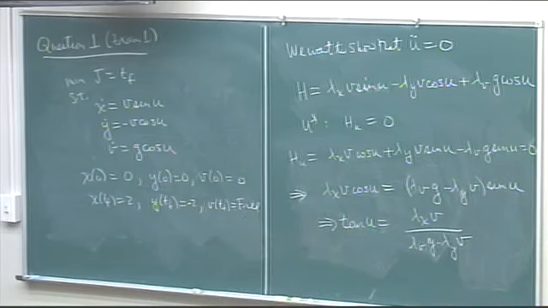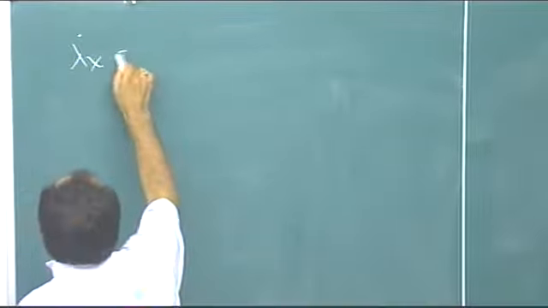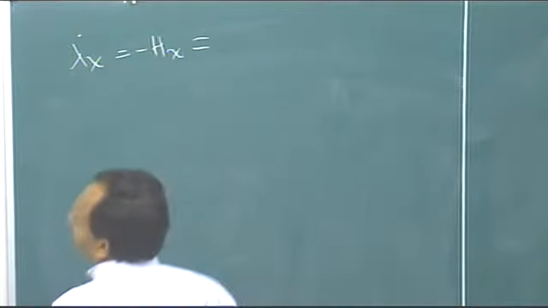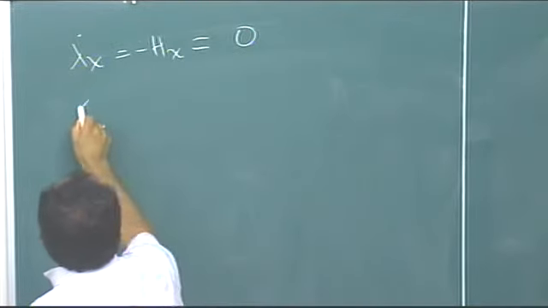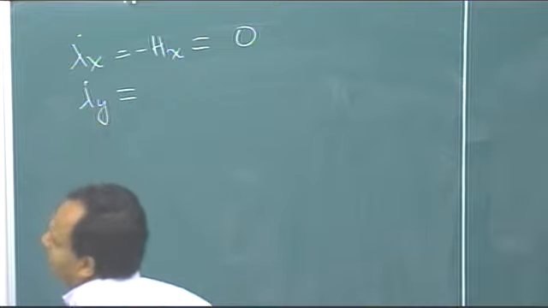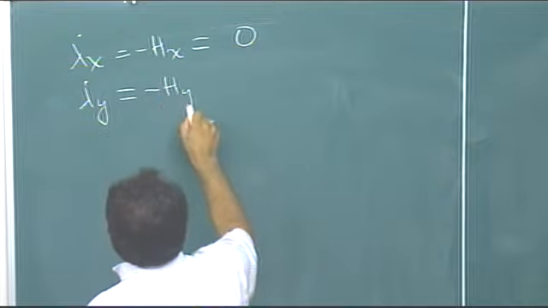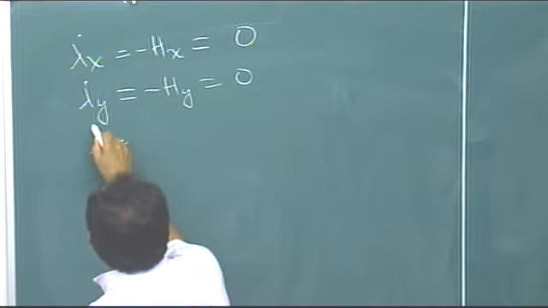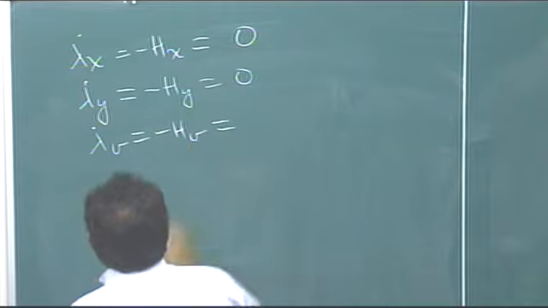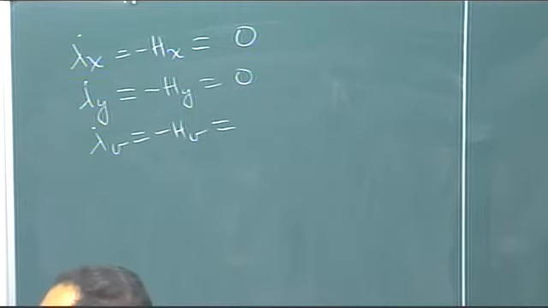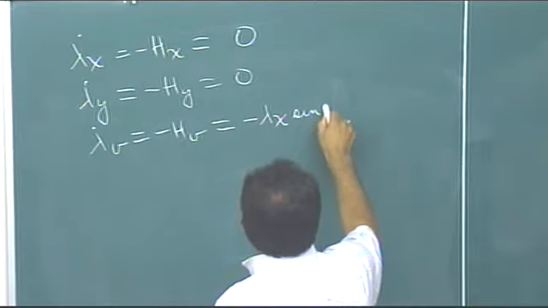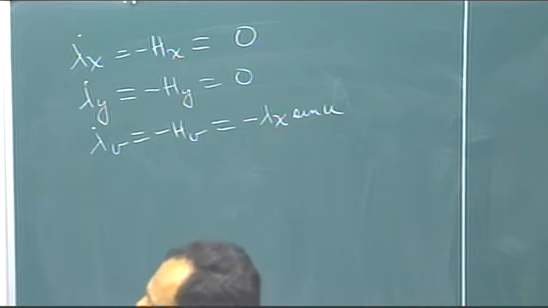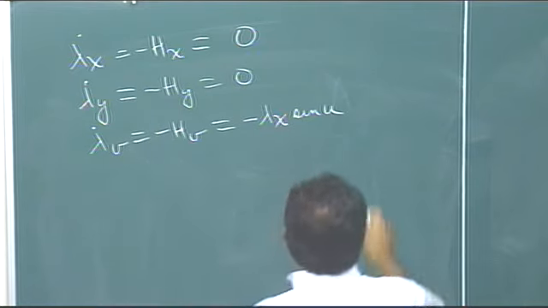What I've got is lambda x dot is equal to minus Hx. If I take minus Hx, I get 0. Lambda y dot is equal to minus dH dy, which is also equal to 0. And lambda v dot is minus Hv. So if I take minus Hv in this problem, what do I get? I get minus lambda x sine u, that's the first term, and then plus lambda y cosine u.